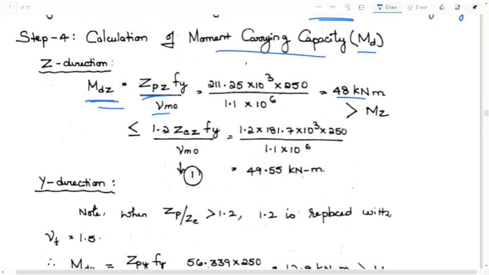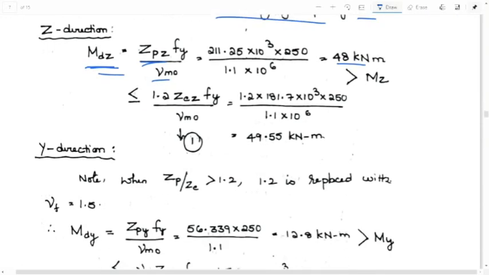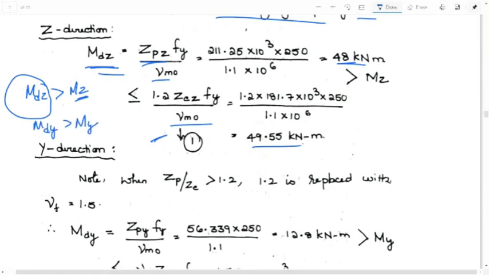That is the maximum moment that it can resist about Z. Okay. So now this value should be less than this value, 1.2 ZEZ Fy by gamma m naught, and it is 49.55. Of course this is 48, so condition satisfied. But remember, MDZ should always be greater than MZ, the moment due to loads. The strength of the section in bending should always be greater, isn't it? And similarly MDY should be greater than MY.